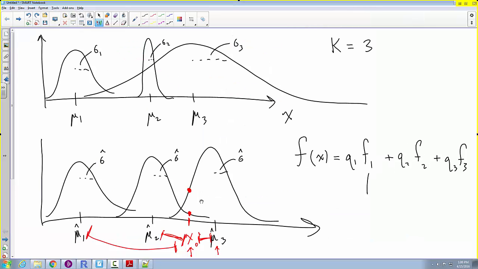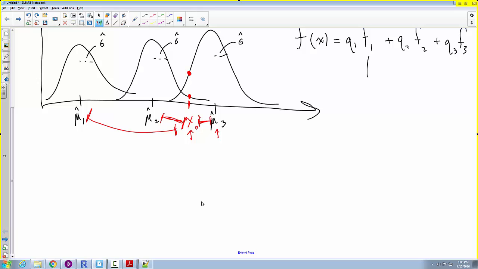Capital sigma, let me just write this out. The univariate normal distribution, the density function, is equal to 1 over the square root of 2 pi sigma, that's the standard deviation of the distribution, e to the minus 1 over 2 sigma squared, x minus the mean quantity squared.